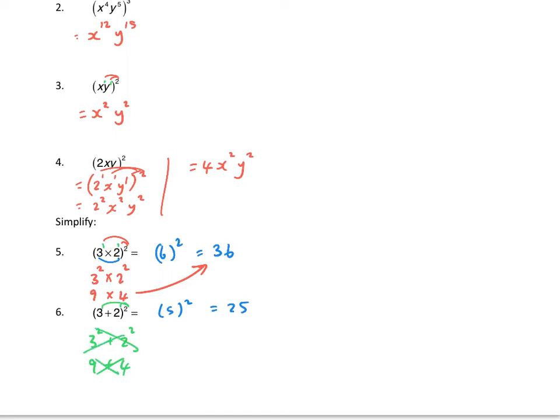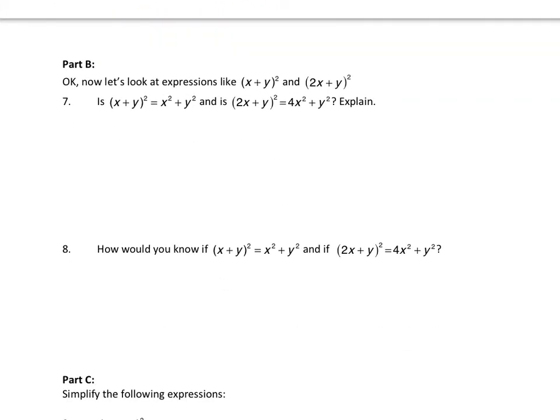We cannot multiply the exterior exponent to interior exponents when there's what? What's the big difference between question 5 and 6? Well, question 5, it was all one term, right? It's a 3 times 2. Question 6, there's a plus separating them. So you can only do it when there's one term. Let's go through it. Part B.